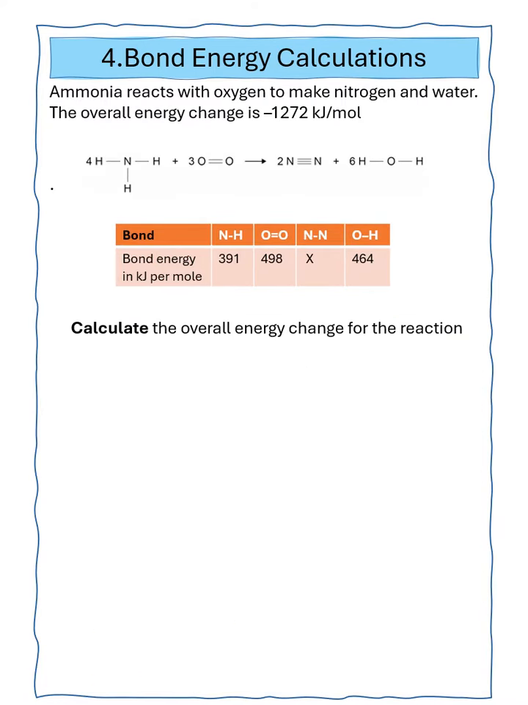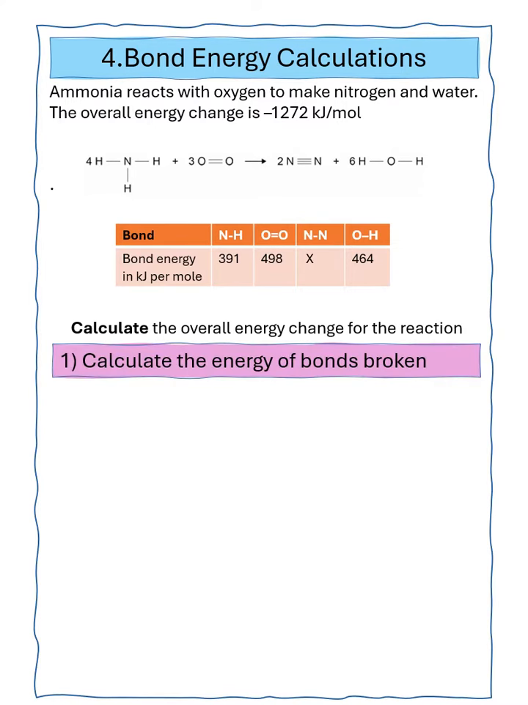Question 4 says calculate the energy value of X. We're told that the ammonia reacts with oxygen to make nitrogen and water. The overall energy change is minus 1,272. We're given displayed formula for the reaction. We're told the different energy values of the bonds, and you can see we've got X with the N to N bond. So that's the bond we've got to calculate the value for.